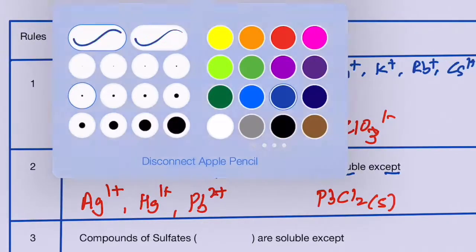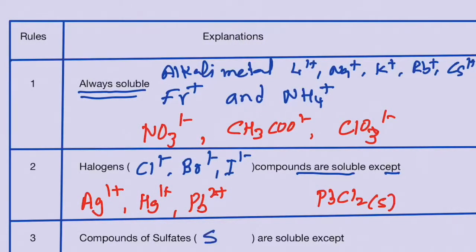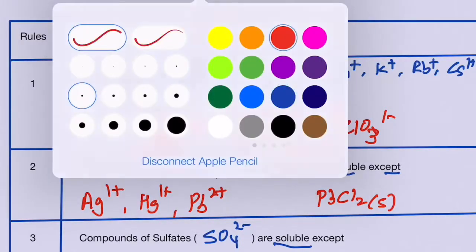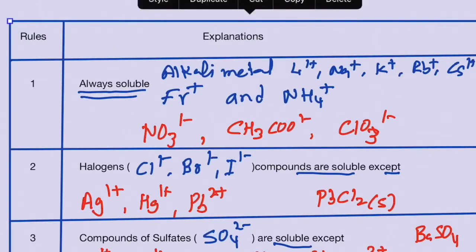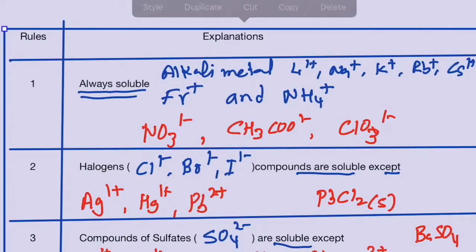Okay, so moving along, the compounds of sulfates, the sulfate being SO4 2 minus, are also soluble, except, and the exception in the sulfates is going to be the same as in the halogens, along with some other cations. So you have the Ag 1 plus, the Hg 1 plus, the Pb 2 plus, and then a couple of other cations: the calcium 2 plus, the strontium 2 plus, and the barium 2 plus. Those compounds are going to be insoluble. So for example, if I have barium sulfate made in the products, that means it's going to be a solid.